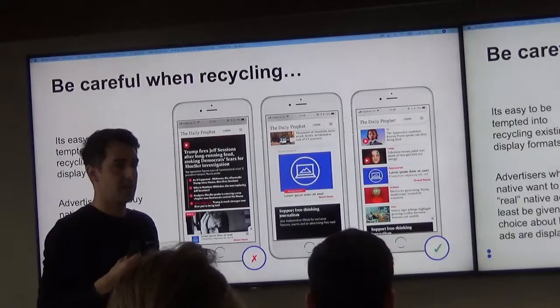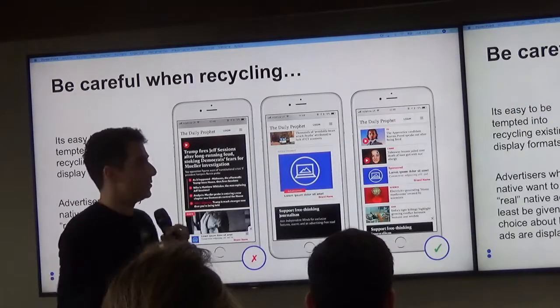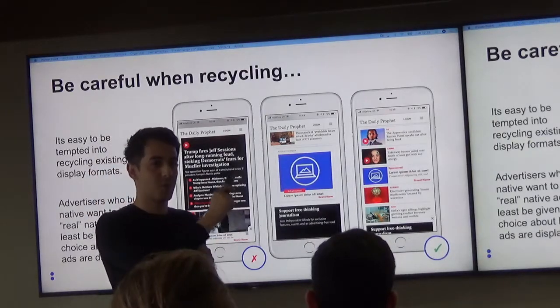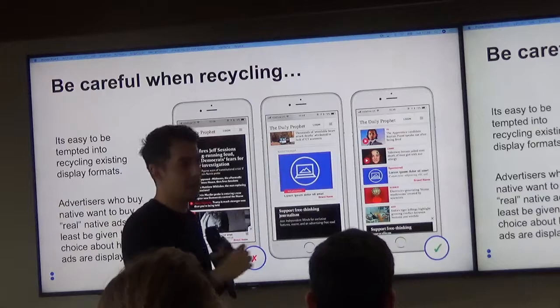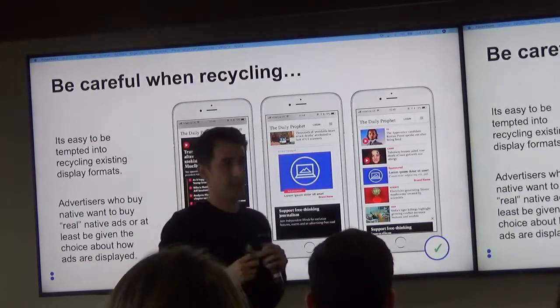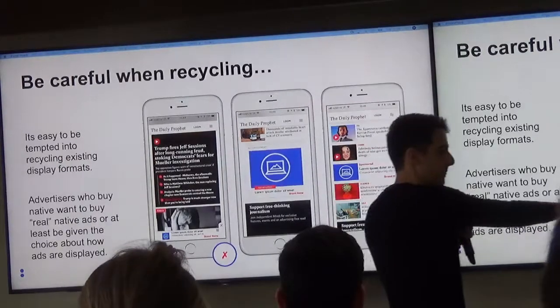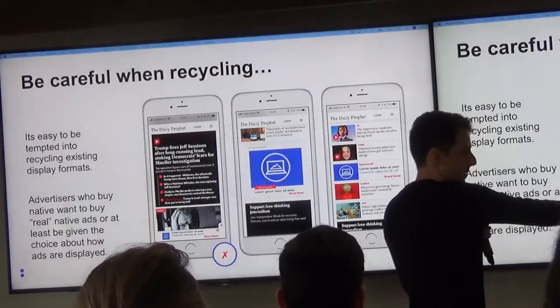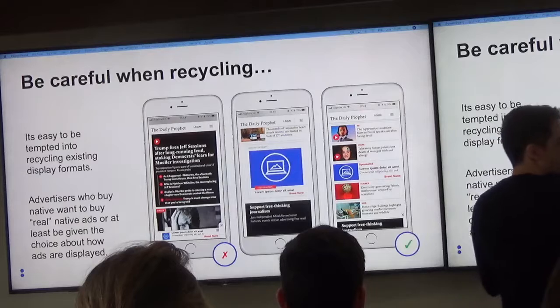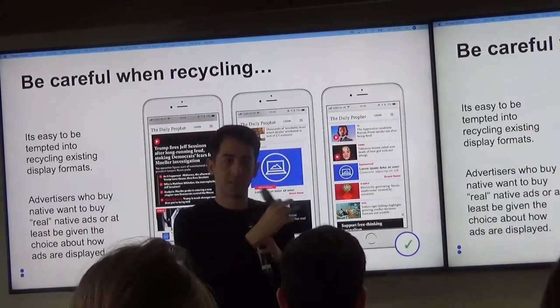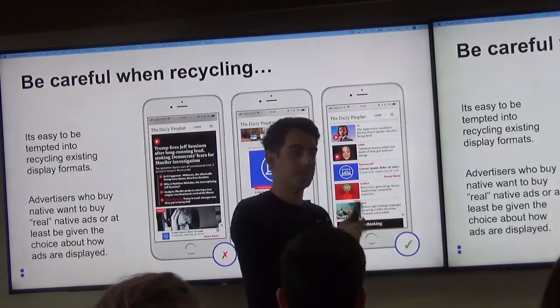The other thing to consider is recycling. Usually, I would say to you, recycling is a good thing. With native advertising, it's probably not a good idea. And what I mean by this is that it's very tempting to want to put native advertising into a traditional banner. So this is your standard mobile banner. This is your standard MPU. You could very easily put a native ad into those units. You could put the image and the text into there.